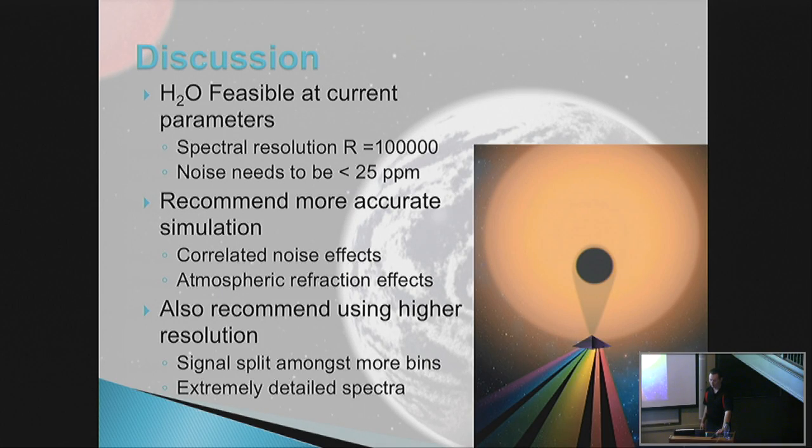So, final discussion. H2O detection is feasible at current parameters of spectral resolution around 100,000, but the noise needs to be less than 25 parts per million for it to be viewable. I would recommend a more accurate simulation, taking into account correlated noise and atmospheric refraction effects. That would be a much more detailed simulation and probably produce a better result. I also recommend using higher resolution, because you can get extremely detailed spectra, although that would split the signal amongst more bins, and to see whether or not there really is water elsewhere in our universe.